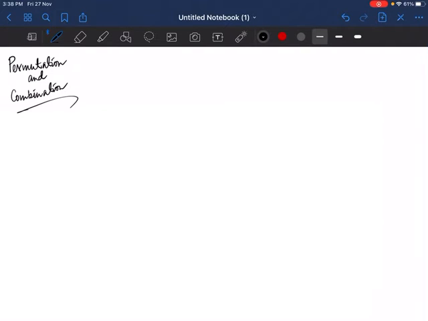So last time around we have talked about permutation. Now permutation was nPr. So nPr means what? That there are a total number of n objects and we are arranging n objects taken r at a time.